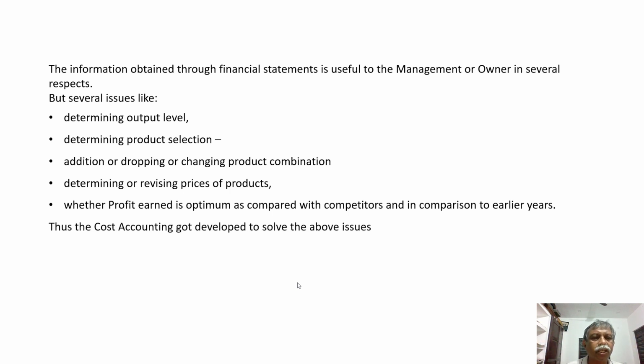So these are the information which is missing in financial statements. On the profit and loss account, you cannot use it to determine how many units you should produce. It will not tell you which product you should produce. It will not tell you whether you should drop the product or change the product which you are producing now. It will not help you to determine the price, or to revise the price of the product, and it will not help you to know whether you are getting the right profit or not. These problems will be solved by cost accounting.